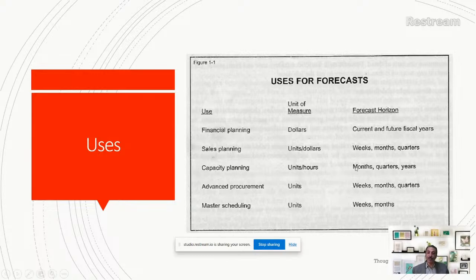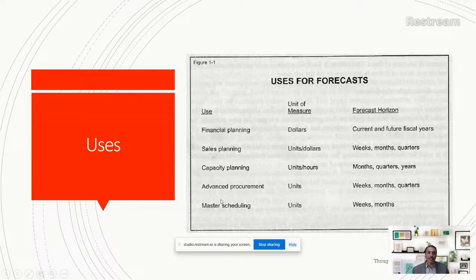This is very important for them. Units or number of hours load, and they will also work in months, quarters, and years. Why years? Some of the capacity enhancement can happen, it may take a lot of time, 18 months, 24 months. So they need a forecast.